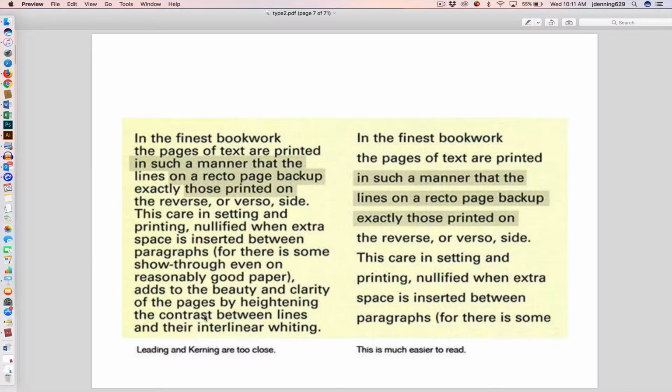So here, let's just look at a couple of things. If we were a designer and we were analyzing this, you can see on the left, the leading and kerning are too close. And on the right, it's much easier to read once it has been adjusted.